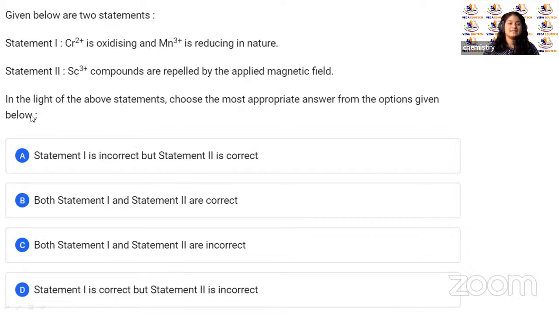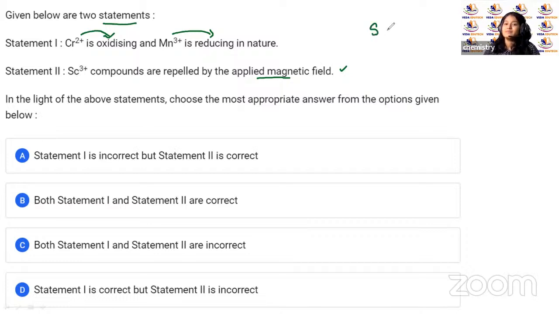Okay, children. So let us see here. We'll look at the statements that are given below. Two statements are given to us. Statement 1 says that Cr2+ is oxidizing, Mn3+ is reducing. Statement 2 says that scandium 3+ compounds are repelled by the magnetic field. So we'll look at this second statement first.